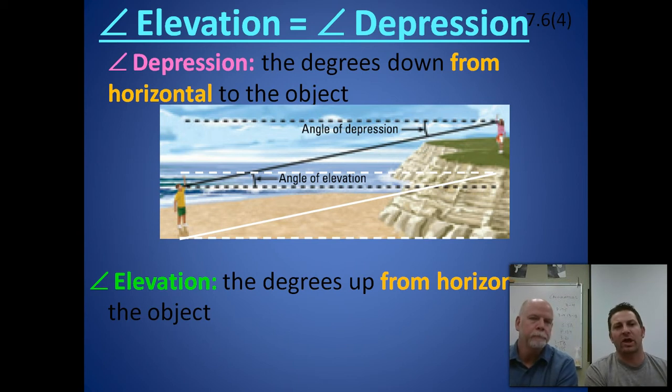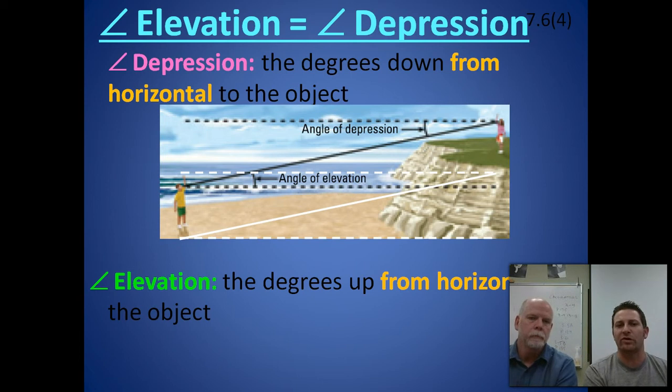Right. But the angle of depression is the degrees from the horizontal to the object. So if you're looking down at something, that's called the angle of depression. Depressed means I'm sad. When you're walking around and you're depressed, your head is usually looking to the ground. Down. And then the angle of elevation is the degrees up from the horizontal to the object.